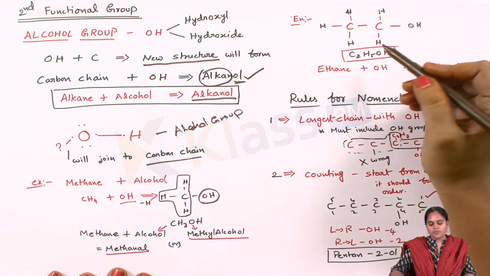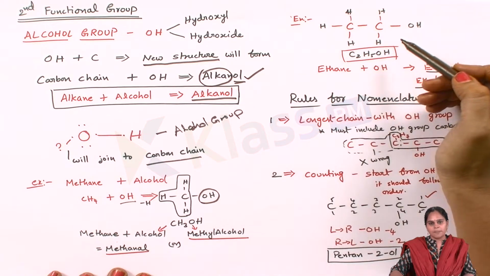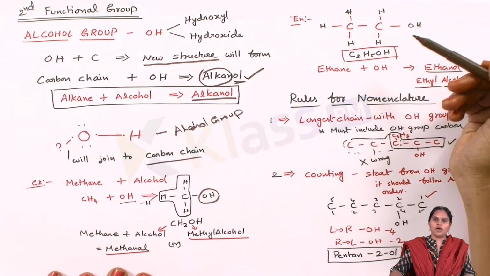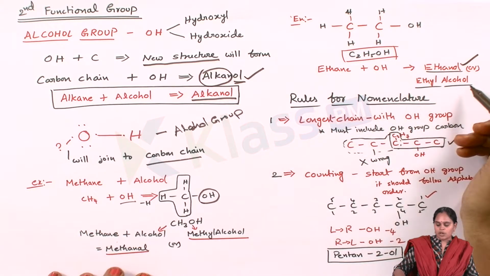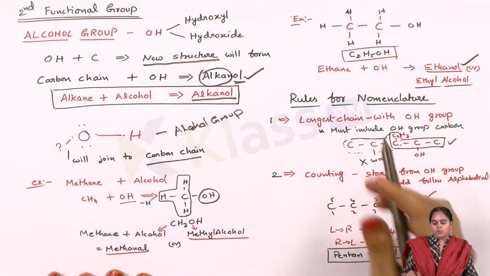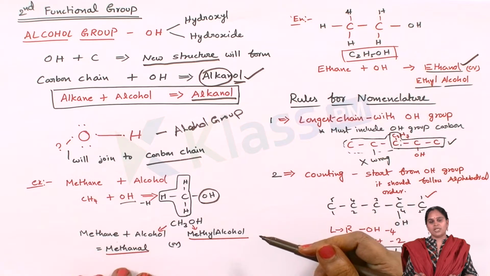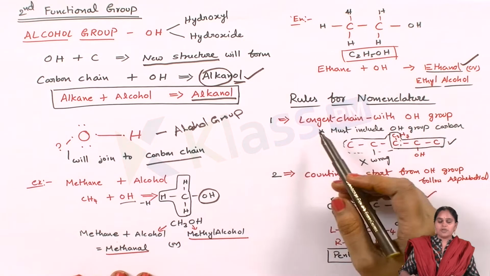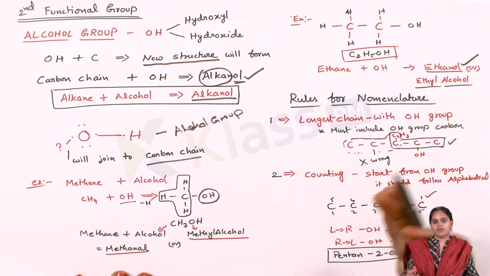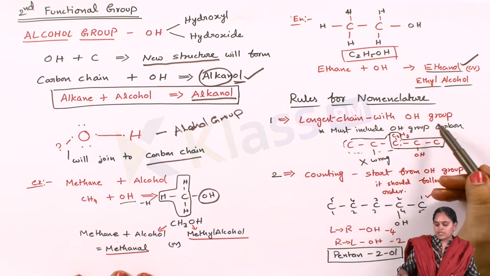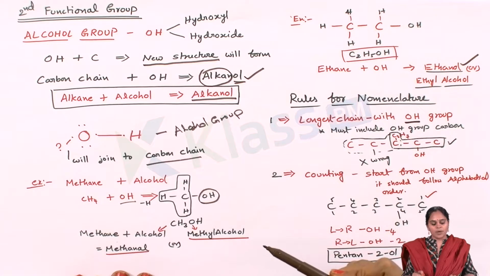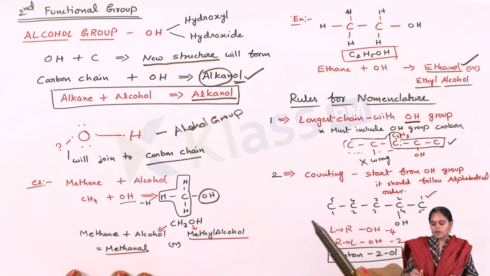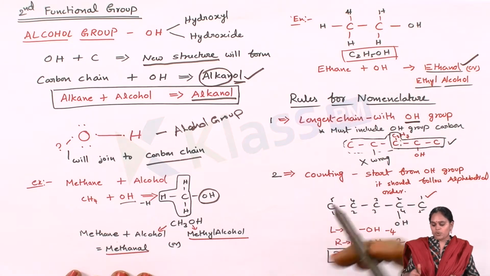What do you say this one? Ethane plus OH, ethanol or ethyl alcohol. We can name it as anything. The rules for the naming convention, that is nomenclature, are as follows. First of all, we need to find the longest chain with the OH group. Here we have to give priority to the OH group so that you do not eliminate it. The longest chain should include the OH group.